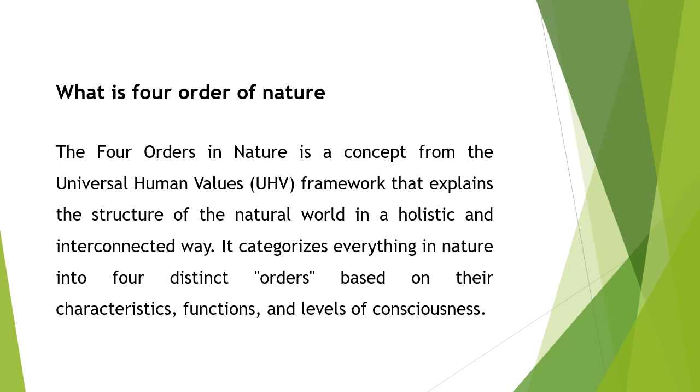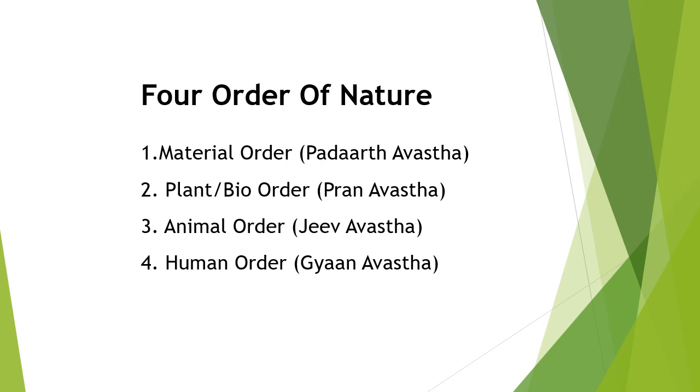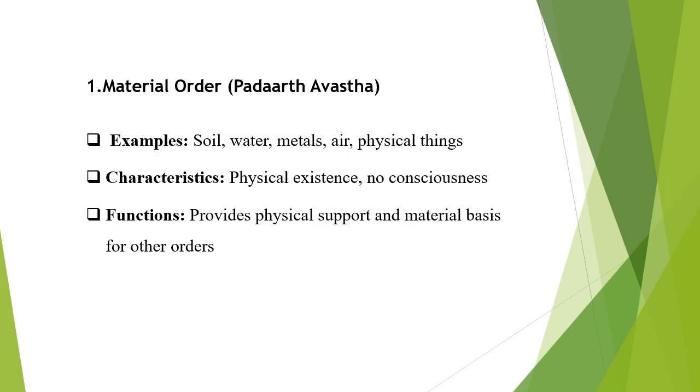So, see which are the four orders in nature. First one is the material order, second one is the plant order, third one is the animal order, fourth one is the human order. So see the four orders one by one. First one is the material order.